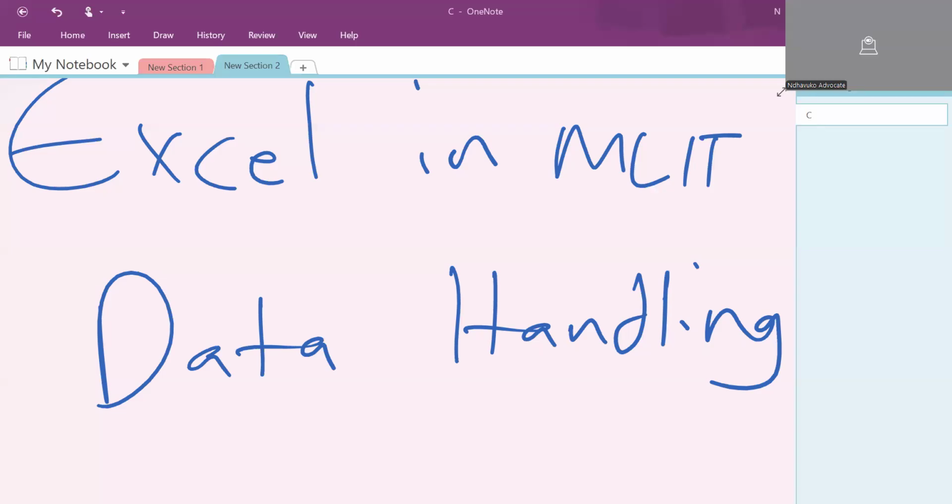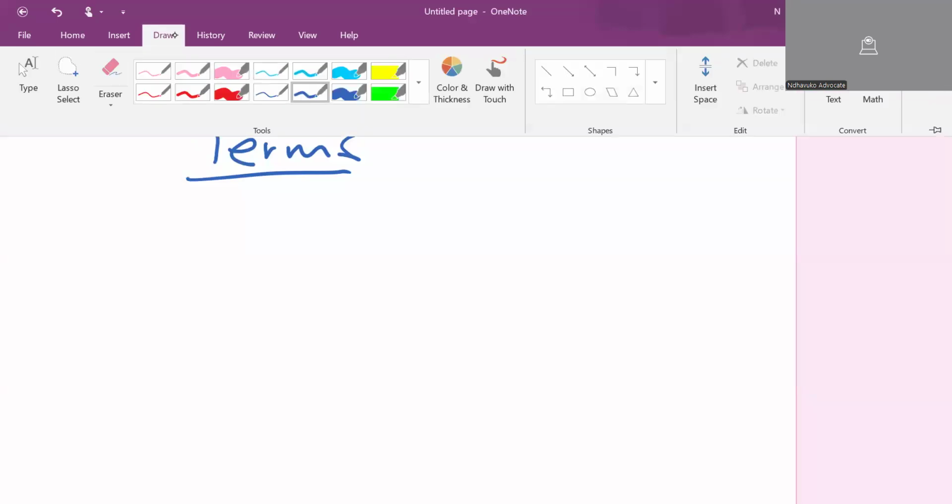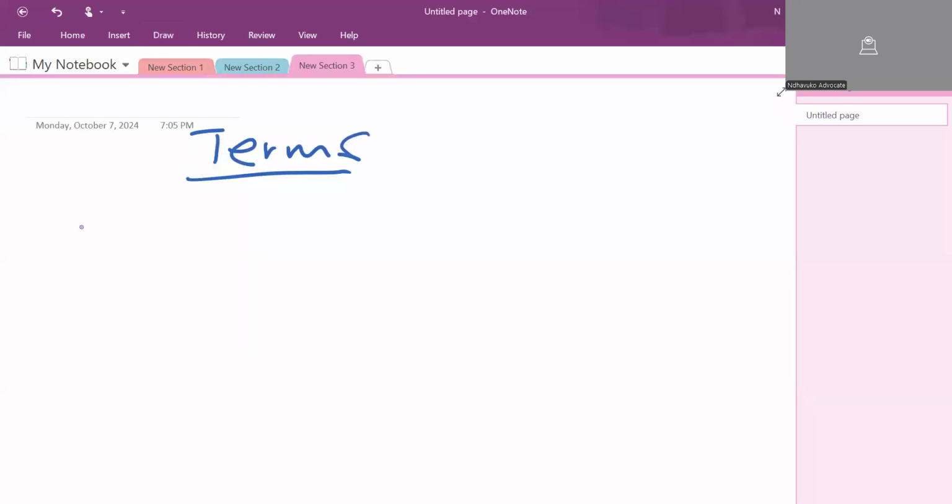Okay, begin. So, in data handling, guys, let's discuss the terms first. These are the important terms that you must know. You must know these terms because it is very much important when you are dealing with data handling. So, the first one is data.